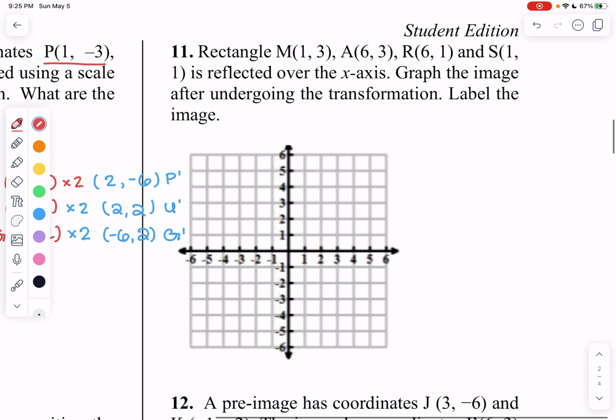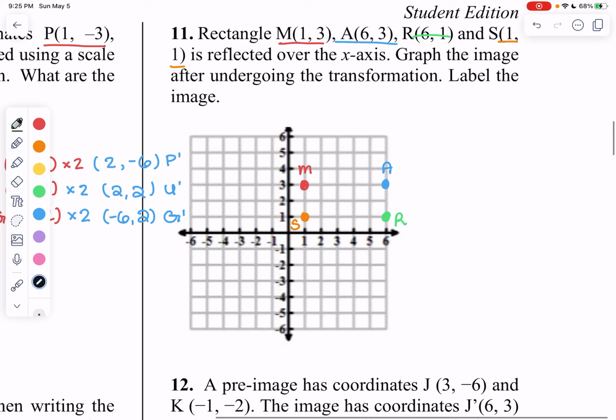Number 11 says rectangle M, 1, 3, 1 to the right, 3 up. A is 6, 3, 6 to the right, 3 up. R, 6, 1, 6 to the right, 1 up. Oh, my bad. And S, 1, 1, 1 to the right, 1 up, is reflected over the x-axis. So graph the image after undergoing the transformation. So let me connect my points real quick. And we want to see a reflection over the x-axis.